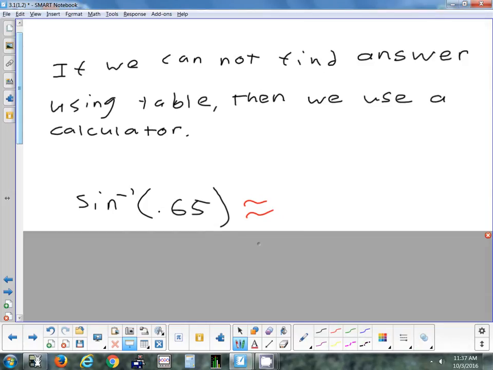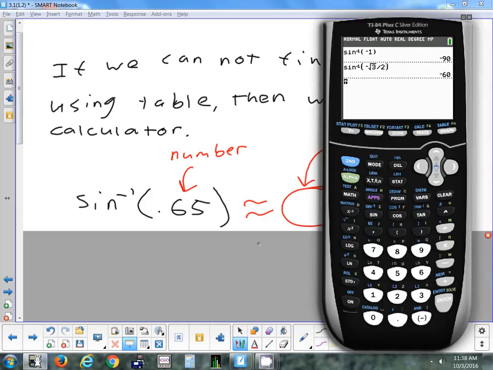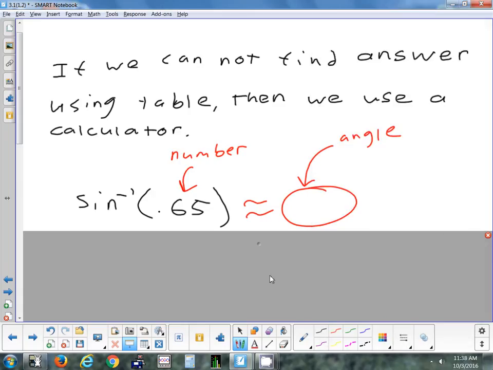Just to be clear what this is, it's just a number. It has no label. The answer that I get is going to have a label. That'll be my angle, and that's what I'm going to figure out. So I'm going to do inverse sine, second, inverse sine of 0.65. If you're in degrees, that's about 40.54 degrees.